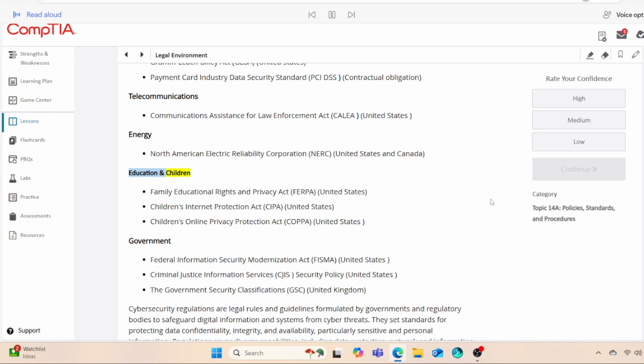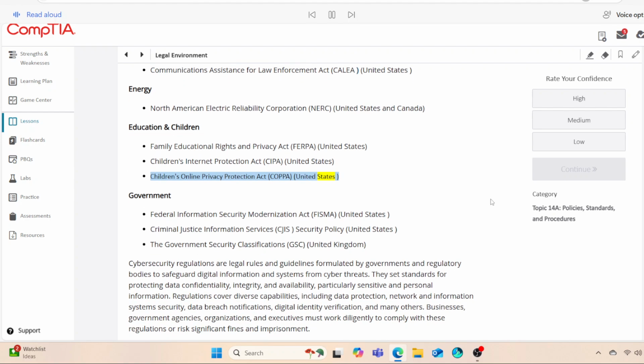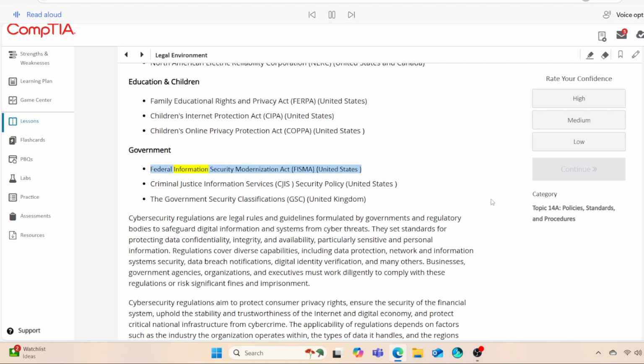Education and Children: Family Educational Rights and Privacy Act, FERPA, United States. Children's Internet Protection Act, CIPA, United States. Children's Online Privacy Protection Act, COPPA, United States. Government: Federal Information Security Modernization Act, FISMA, United States. Criminal Justice Information Services, CJIS, Security Policy, United States. The Government Security Classifications, GSC, United Kingdom.